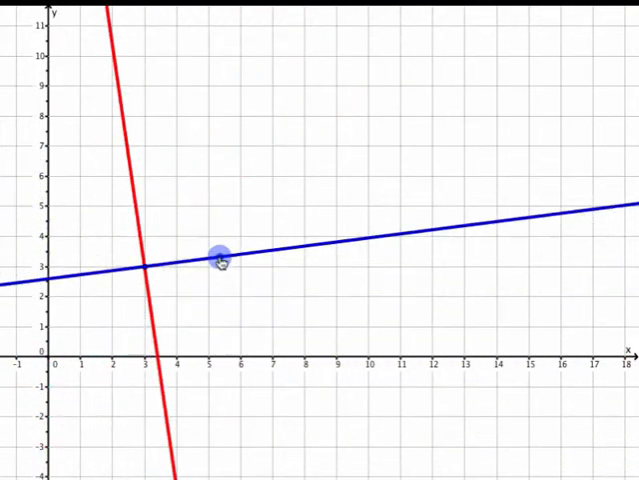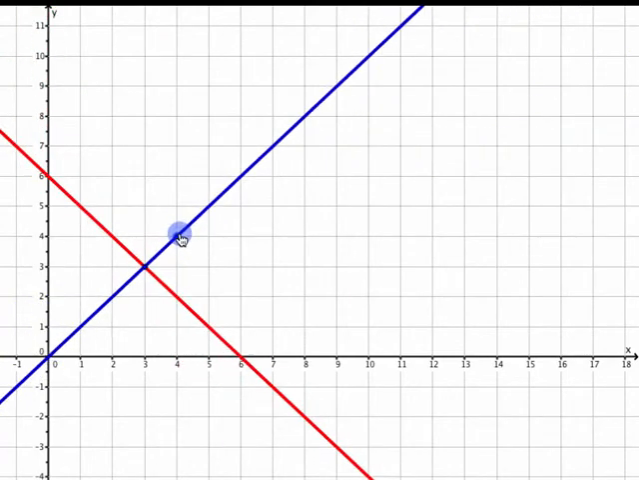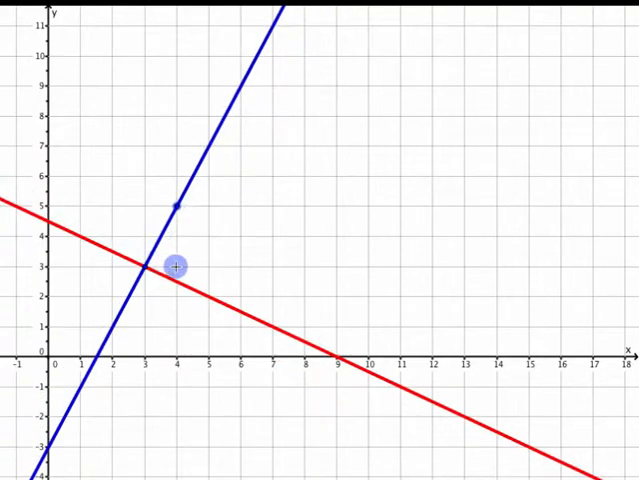So for instance, if the slope of the blue line were positive 1, it appears that the slope of the red line would be negative 1. Okay, interesting. If the slope of the blue line were positive 2, what's the slope of this red line? I think the slope of this red line is negative 1/2.